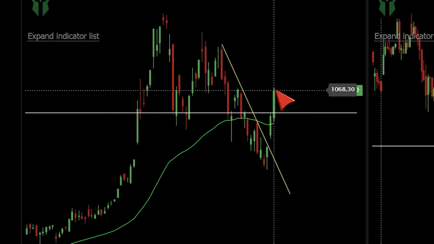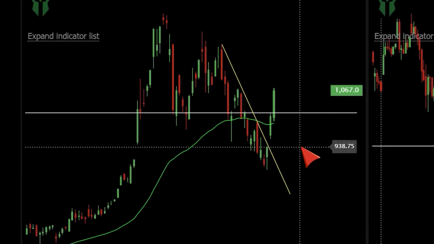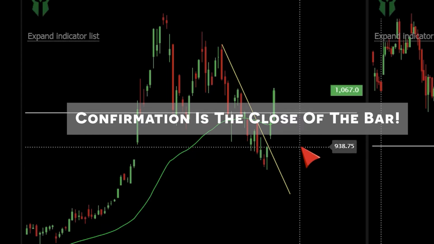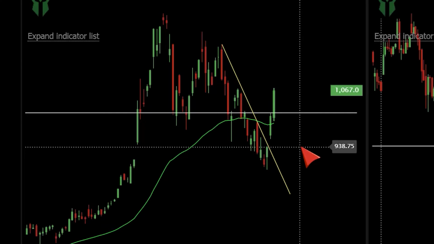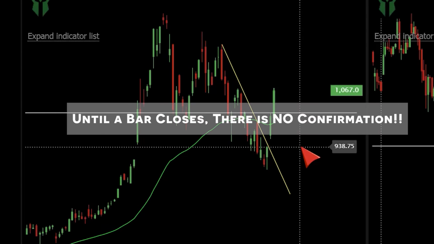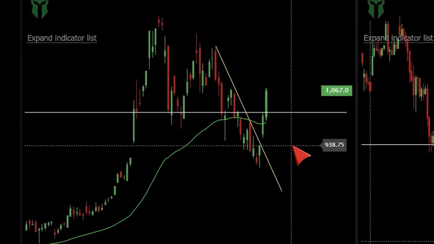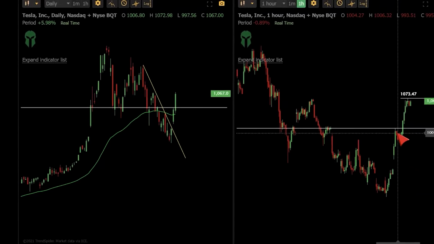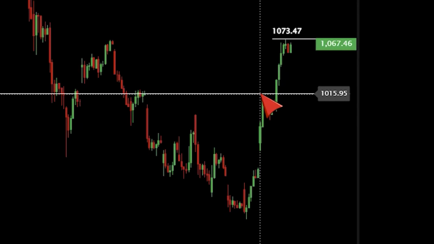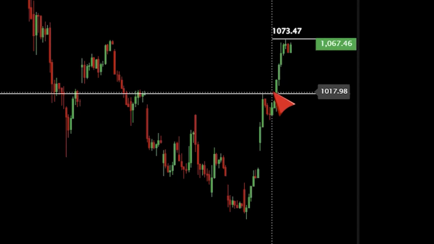But confirmation is the close, and understand this point. Confirmation is the close of the bar. Until the bar closes, you do not have confirmation of a pattern. And I'm just going to say that again. Until a bar closes, you do not have confirmation of a pattern. So we want to get in and get the best price. Here's the neckline. We're waiting for that neckline to break.